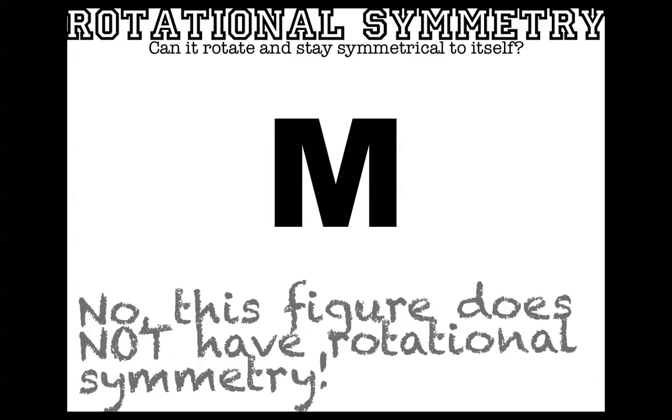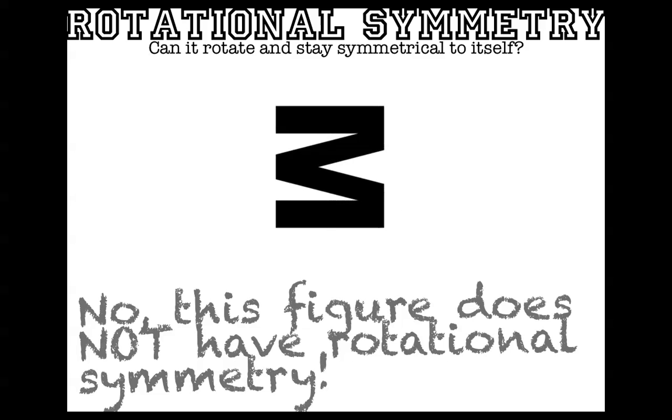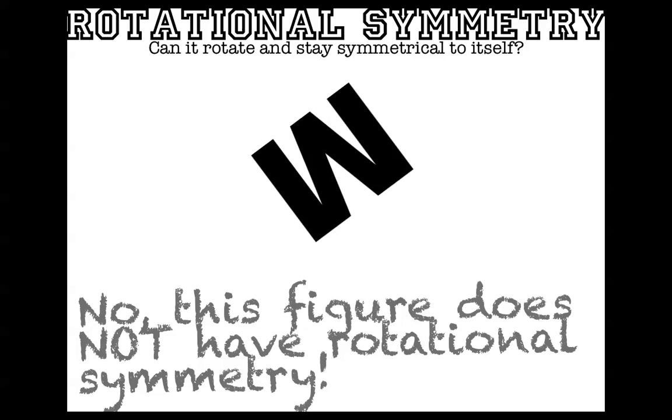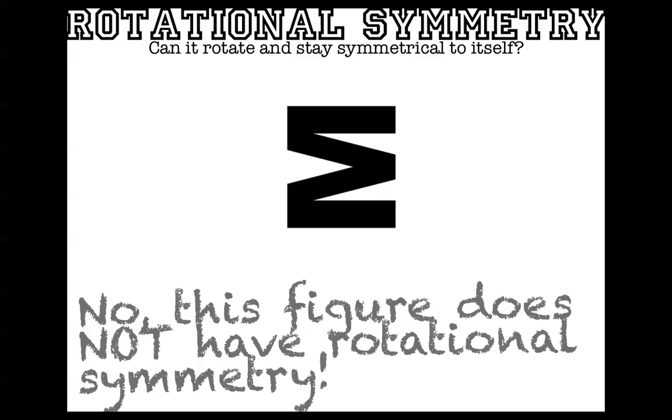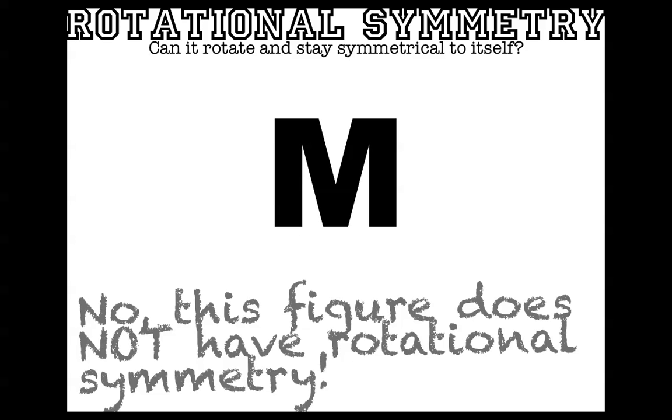How about this? This figure does not have rotational symmetry. Why not? Because that's not an M anymore. In order for it to be an M, you have to go 360 degrees, which is just where you started. So that doesn't really count as a spin. You can't really spin the letter M and have it stay a letter M, so therefore it does not have rotational symmetry.